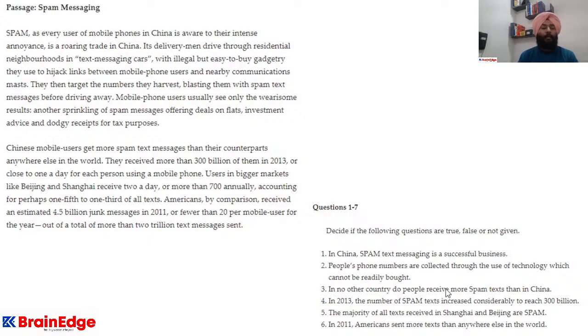That means one fifth of all texts. If they're 100% in totality, they receive perhaps one fifth. One fifth means 20%, to one third of all texts. One third means 33%. 20%, 33%, less than 50%. They are saying majority, more than 50%. Total contradiction. Answer is false.